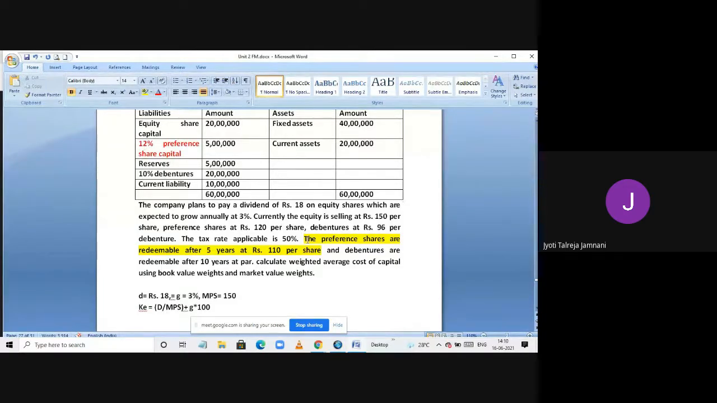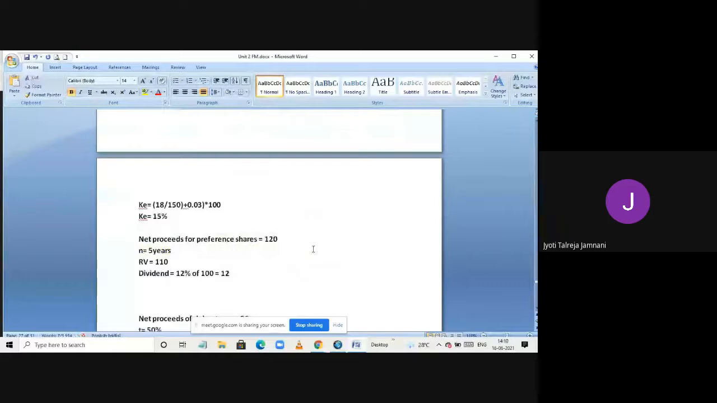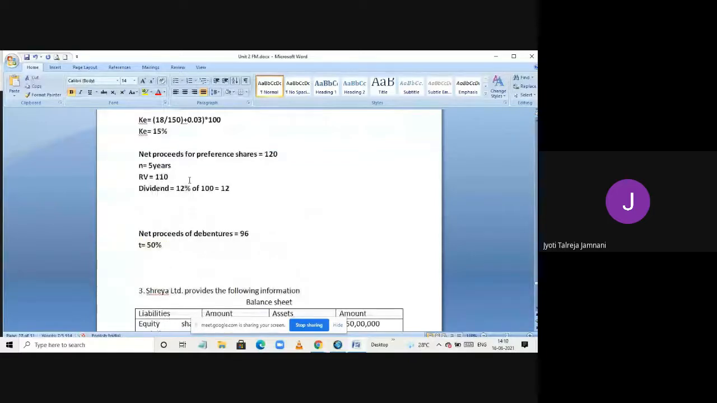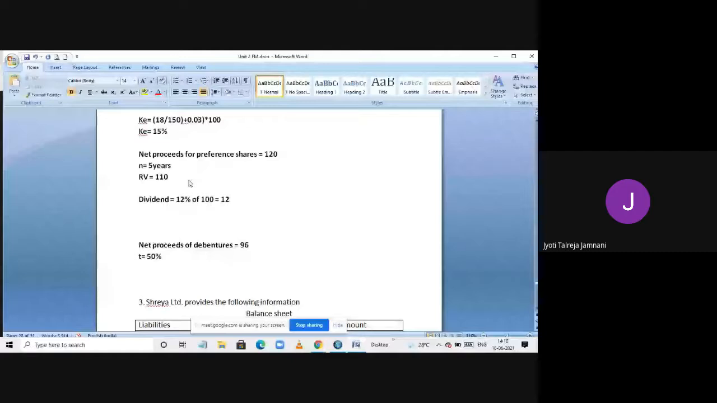But here if you see, the preference shares are redeemable at 110 per share. The preference shares are selling at 120 per share. So you can't compare per share value with the total value. So that's the reason I have assumed face value to be 100. You can write here face value is 100 per share. If it is not given, we assume it to be 100 and on that 12% dividend. So 12% of 100 is 12 rupees dividend that we are going to charge.